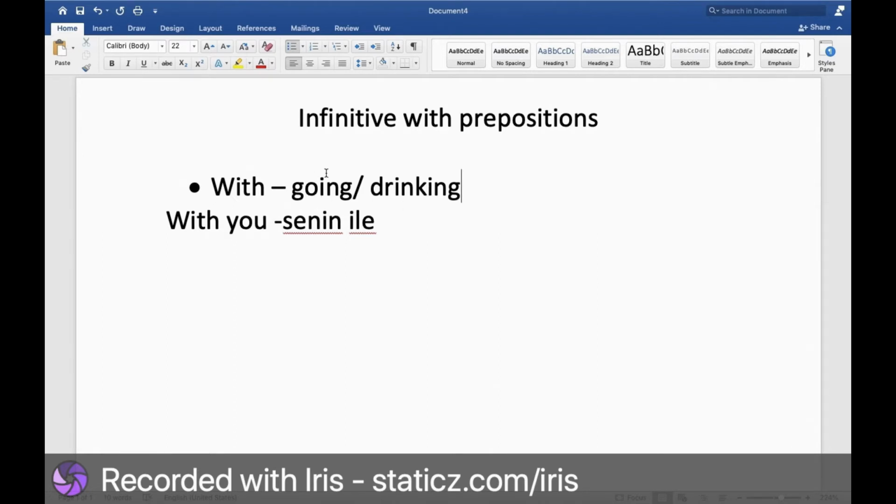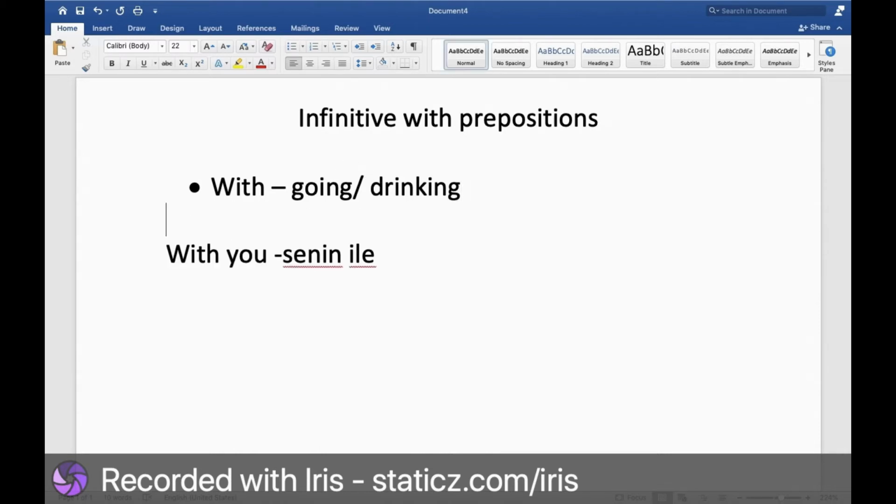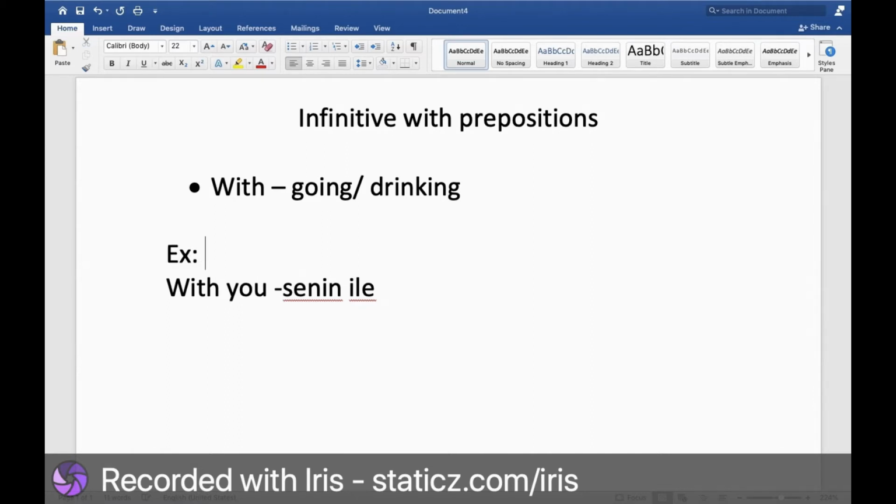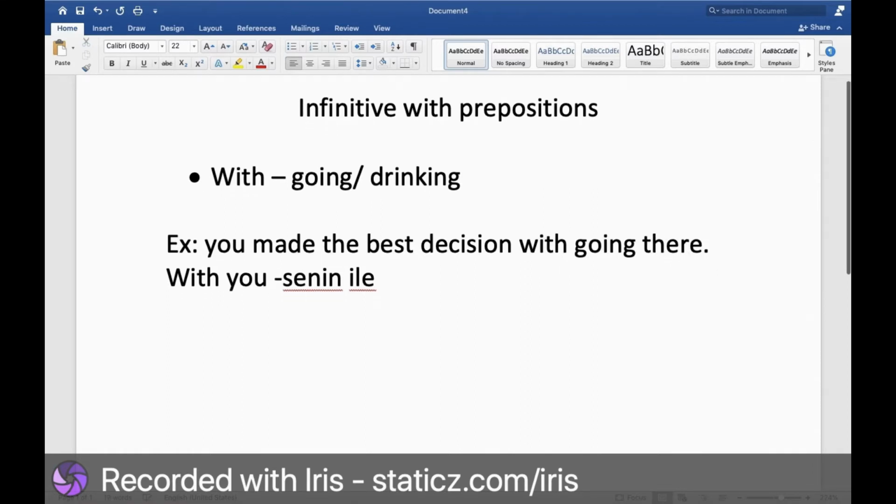It's also infinitive, and each role of infinitive construction, we can also apply to this sort of infinitive construction. For example, if I say that you made the best decision with going there. How can you translate this sentence?